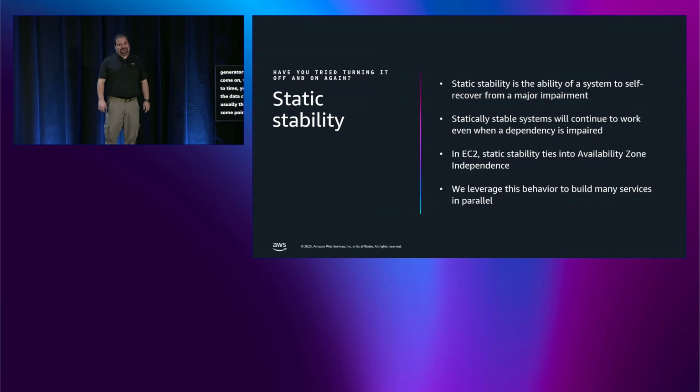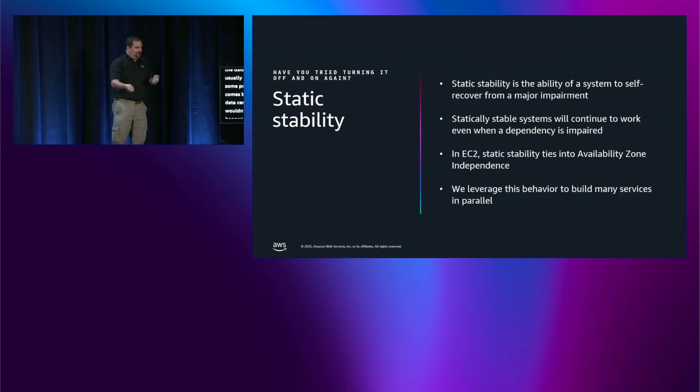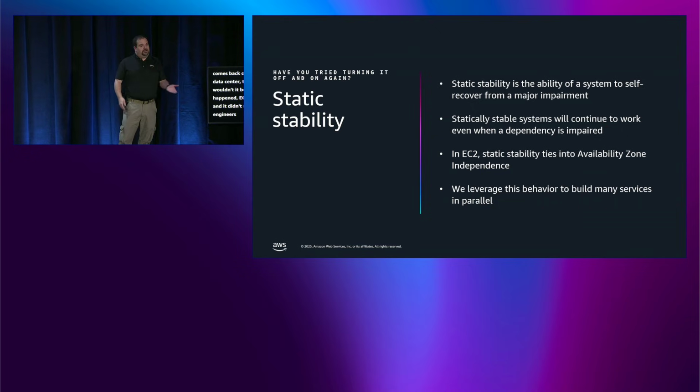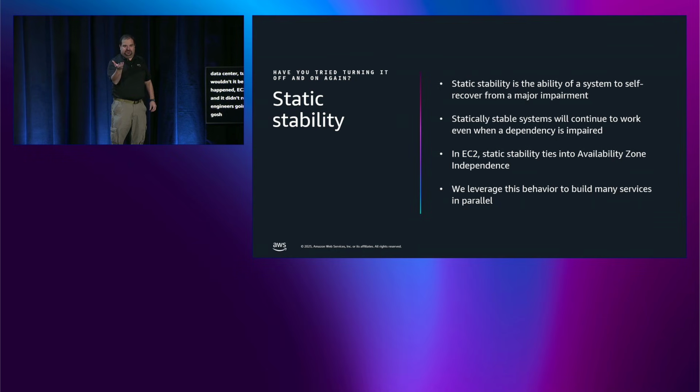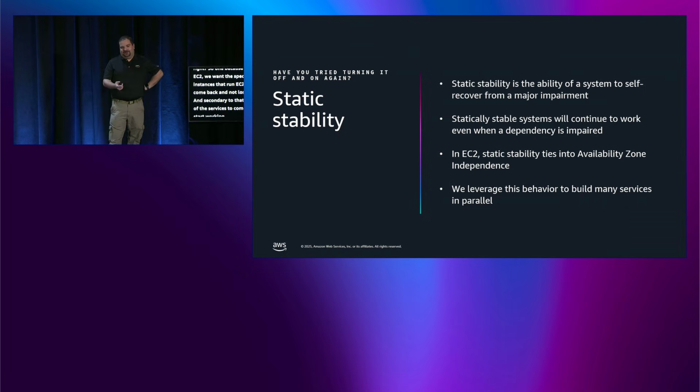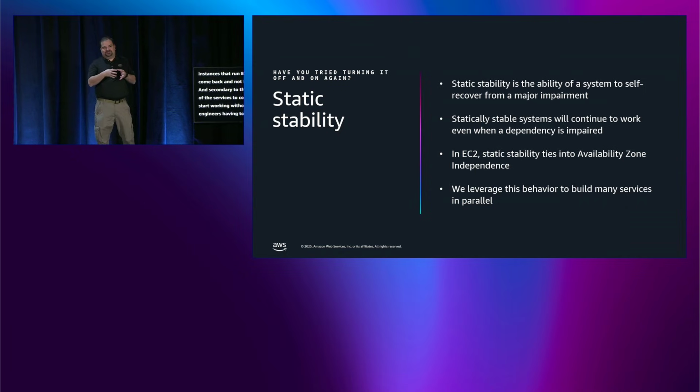And wouldn't it be nice if, when that happened, EC2 just came back to life and it didn't require hundreds of engineers going in saying, oh my gosh, I've got to get my service working, and then you have that dependency problem? Well, that's static stability. One, because we run EC2 on EC2, we want the special EC2 instances that run EC2 to be able to come back and not lose their state. And secondary to that, we want all of the services to come up and just start working without hundreds of engineers having to go in and poke things. In order to make that work, you actually have to build your services in a certain way.